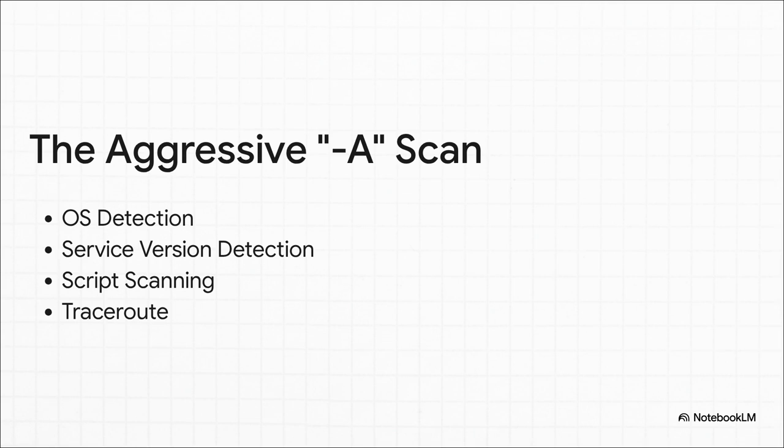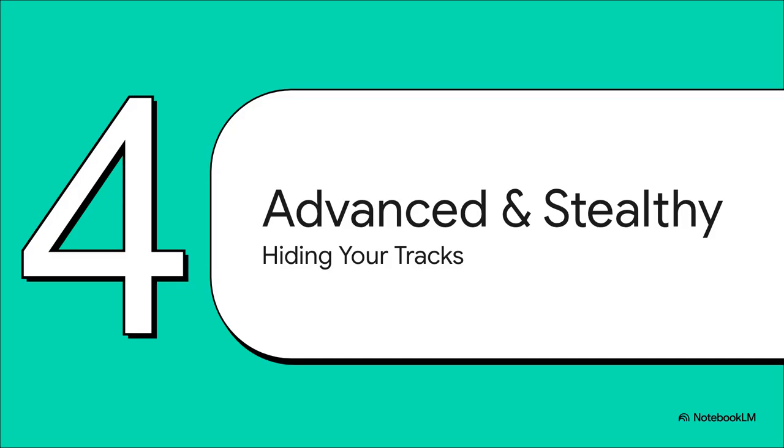The aggressive scan is an absolute beast. It combines OS detection, version detection, it runs a bunch of default scripts to grab even more info, and it even traces the network path to get to the target. It's an incredible way to get a ton of data fast. But, like the name says, it is not subtle at all. Which brings us to the, let's say, the sneakier side of Nmap. Firing off a loud, aggressive scan is totally fine if you're auditing your own network. But if you're in a situation where you don't want to be seen, you need to be a ghost. You need to get your info without setting off a single alarm.